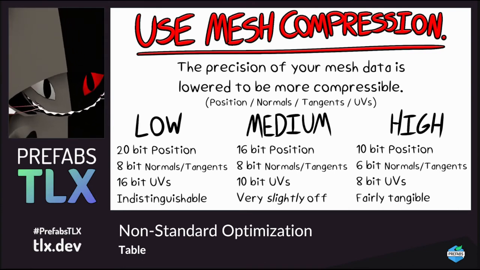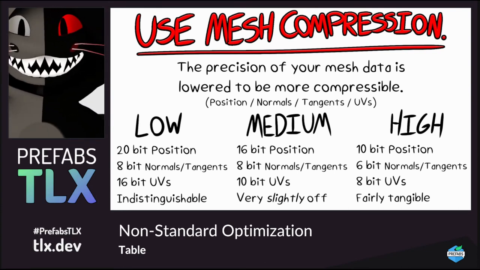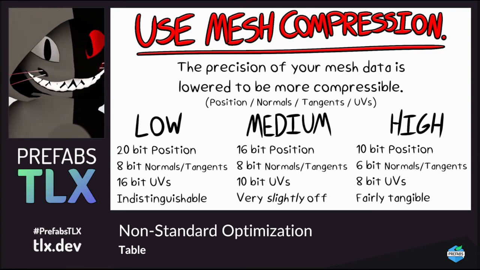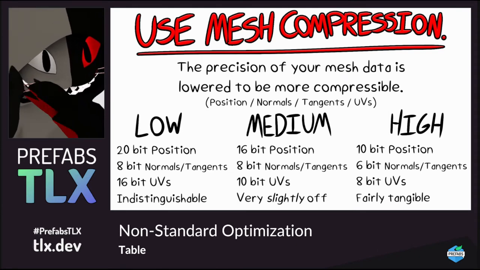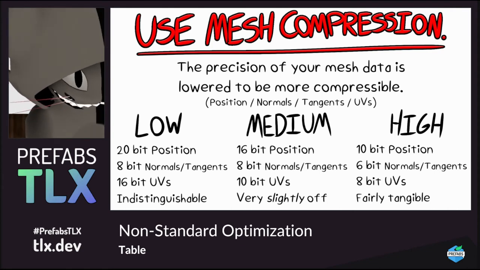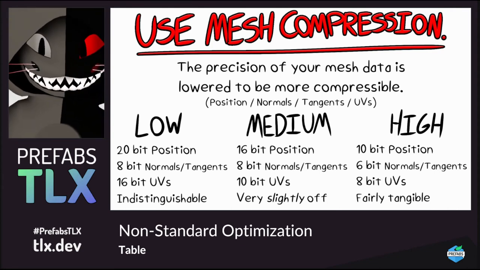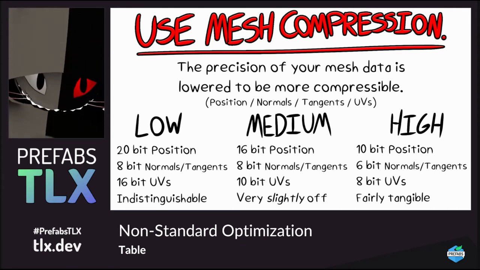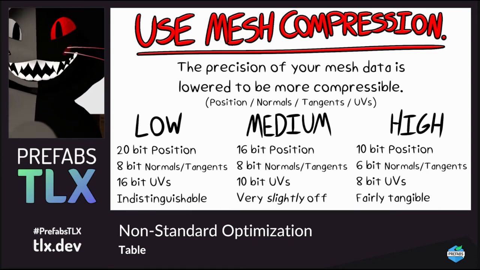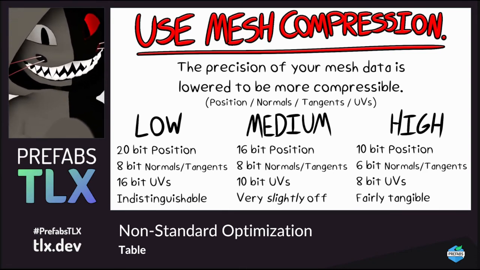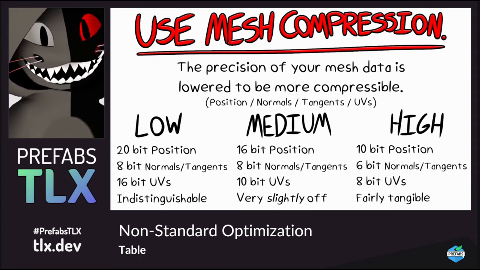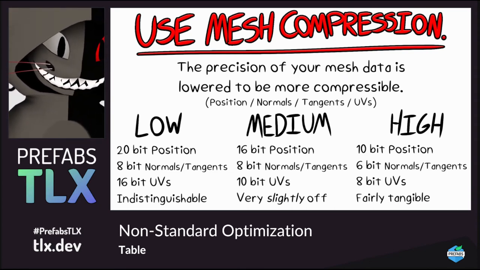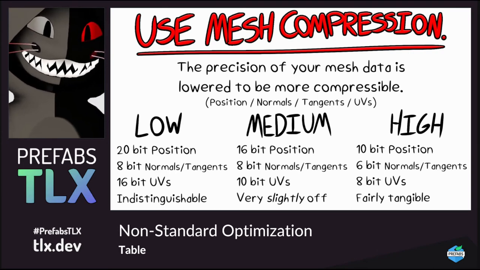Please, for the love of God, the precision of all of your mesh data will be lowered in order to be more compressible. You are literally taking everything being 32-bit floats and making it not 32-bit floats, with less precision. Chop it all off. Make everything zeros. Everything's more compressible. Low is indistinguishable. If you're going to default to something, default to low. You're not going to notice a difference. Seriously, sit there for hours. You won't. It's indistinguishable, and you halve the file size of your meshes.